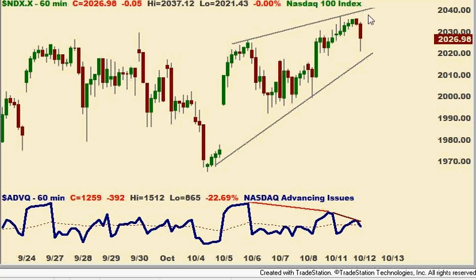I'm looking to sell these tests of this trend line up here. If it blasts through, if the breadth starts going through these highs and making new highs, obviously we'll reconsider. And as always, I'm looking to get some kind of price confirmation before I look to sell.